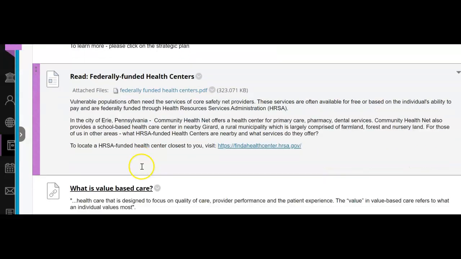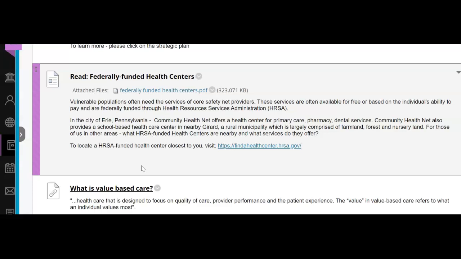For instance, in the city of Erie, Pennsylvania, where Mercyhurst is located, Community Health Net offers a health center for primary care. At that health center, it also offers pharmacy and dental services. And about half an hour west of city center, Community Health Net also provides a school-based health center in Girard, Pennsylvania. That service is in a more rural municipality. Girard is comprised largely of farmland, forest, and nursery land.